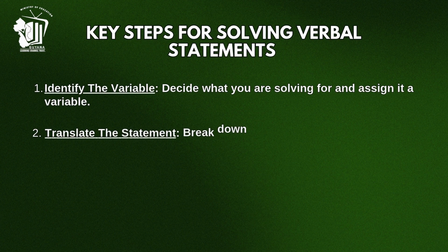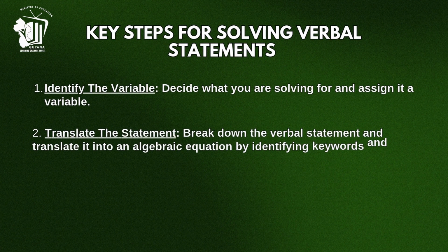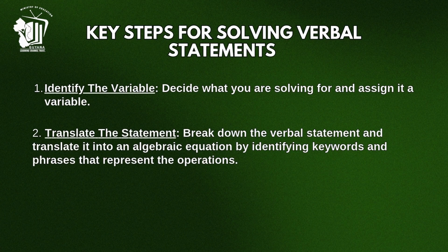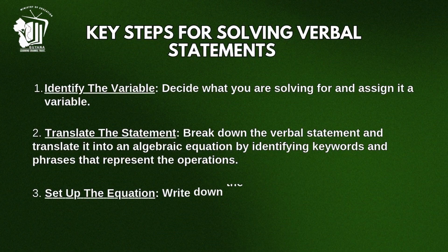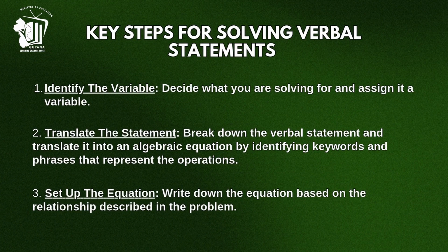Step 2, you translate the statement. You break down the variable statement and translate it into an algebraic equation by identifying keywords and phrases that represent the operation. You look at it phrase by phrase and pull out the keywords and put in the necessary symbols to support those keywords. Next, you set up the equation. You write down the equation based on the relationship described in the problem.